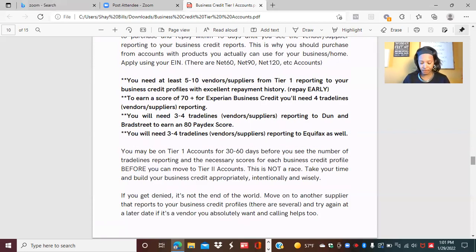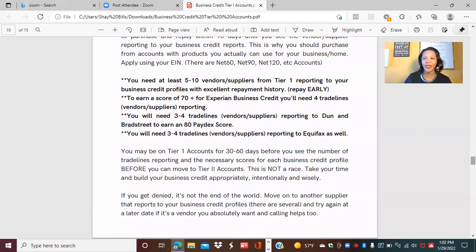Now hear me clearly. That does not mean that you need upwards of about 18 to 20 different vendors or suppliers. It's not what that means. Please understand that some of these vendors and suppliers report to more than one of your credit bureaus. So you can select one vendor that reports to Dun & Bradstreet, Equifax, and Experian, okay? That satisfies one for all three of those.